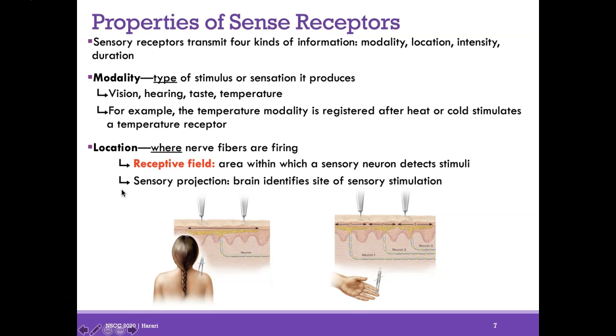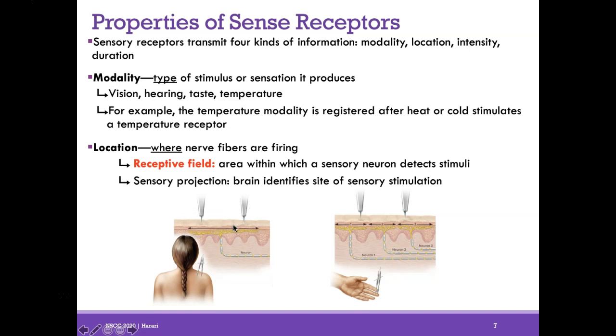So if a receptive field is very large, that means that a neuron can detect any stimulus within that one large area. But let me show you an example of, this is called the two-point discrimination test. So here we have one sensory neuron. This is a myelinated neuron that's reaching the epidermis. So right here, you can see the dermal papillae. So it's just in the epidermis. And you can also see that there are two points.